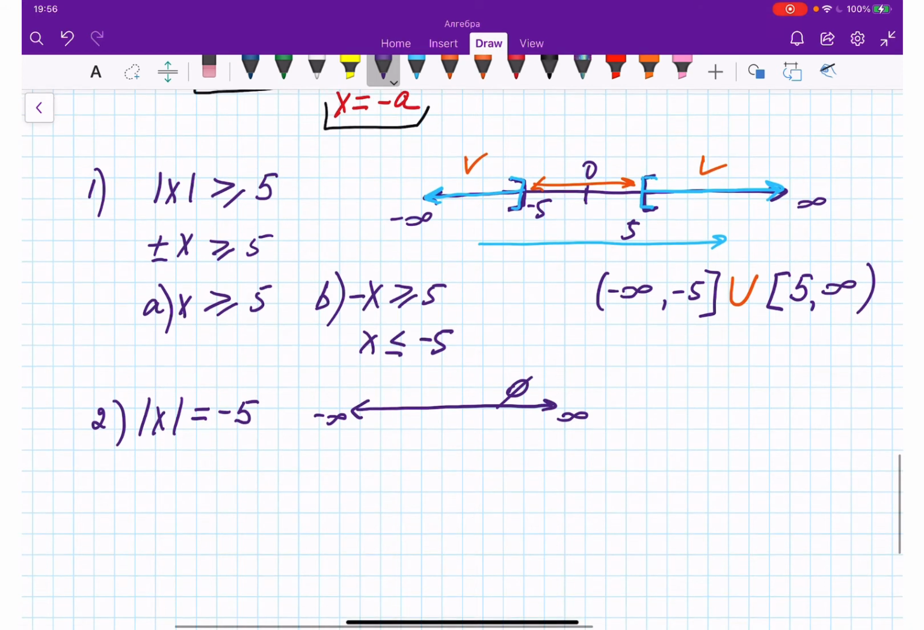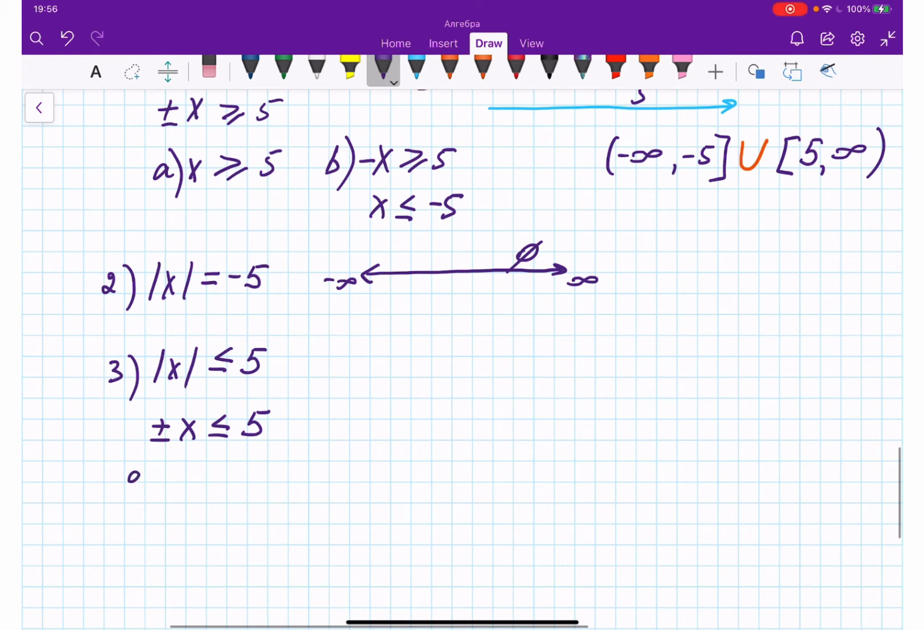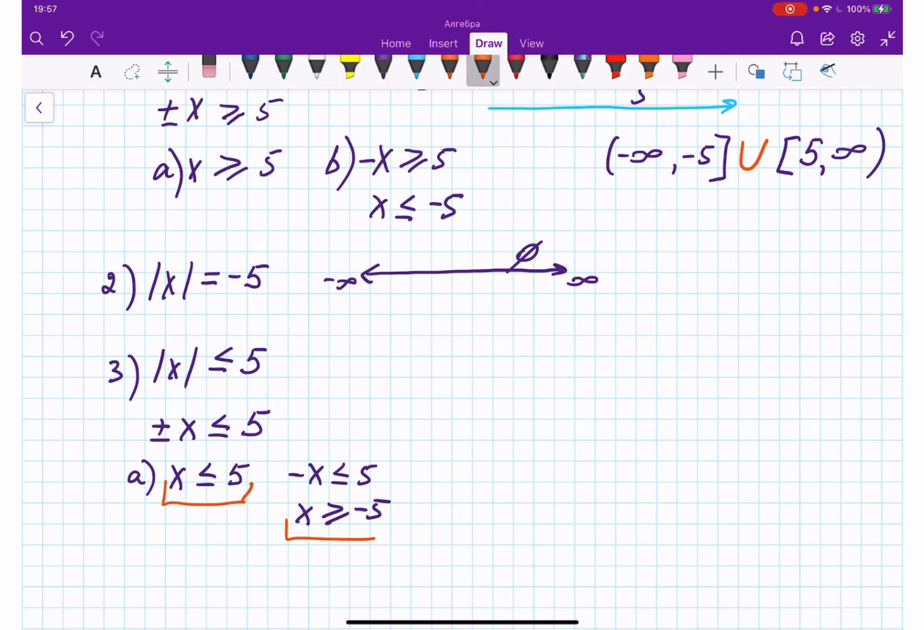Next one, number 3. We have absolute value of x less equal 5. Okay, let's work this one out. That means we have plus minus x less equal 5. From here, a, positive x less equal 5, negative x less equal 5, which means positive x greater equal negative 5. So this is the answer, and this is the answer.